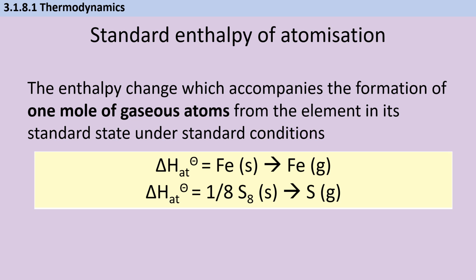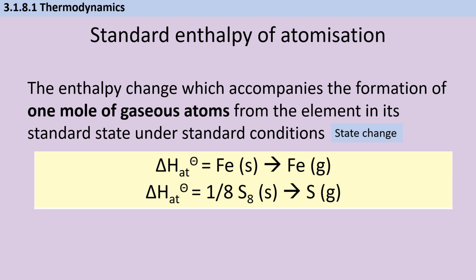Standard enthalpy of atomization is the enthalpy change when we make 1 mole of gaseous atoms from an element in its standard state. There are two different ways that this can happen. If we're thinking about a metal, then all we're going to be looking at is a state change from a mole of solid atoms to a mole of gaseous atoms. But if we have a molecular substance, then that molecule needs to break apart.